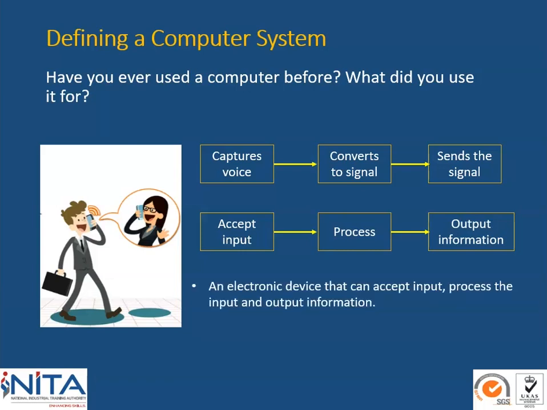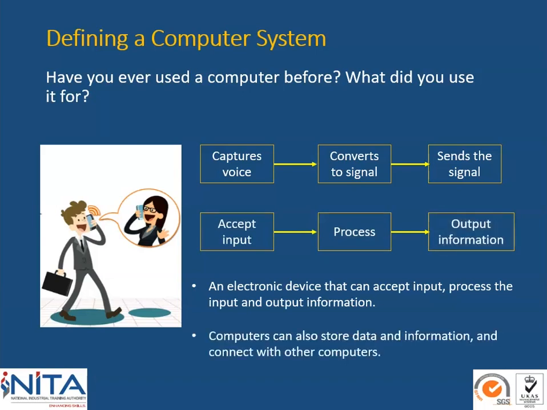Basically, a computer system is an electronic device that can accept input, process the input, and output information. Computers can also store data and information, and they can also communicate with other computers.